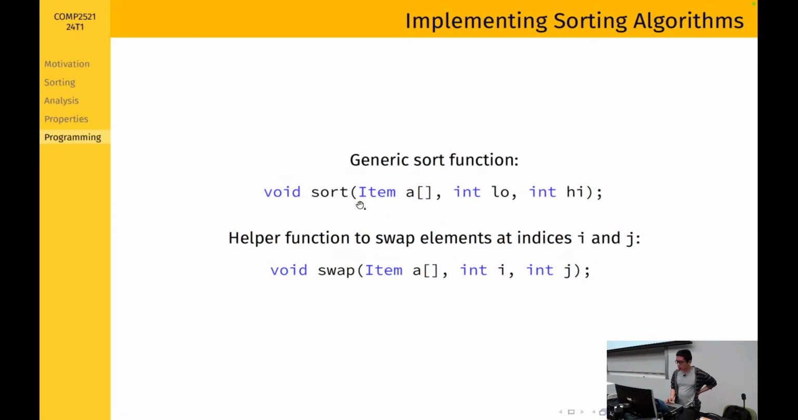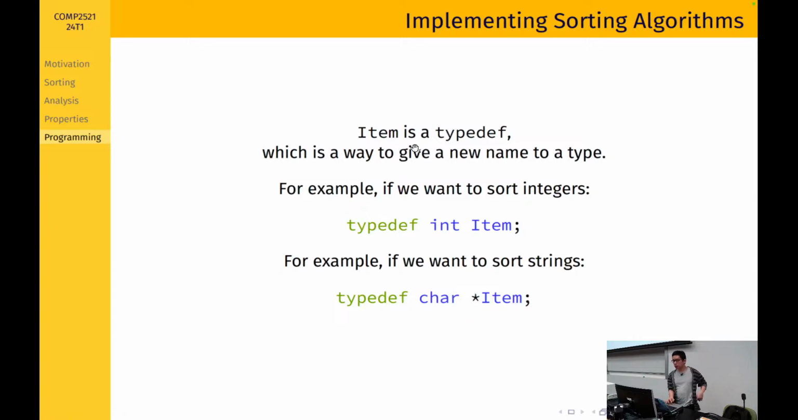So what is this item type? The item is going to be a typedef. If you haven't seen typedef before, it's a way to give a new name to a type. For example, if we want to sort integers, then at the top of the code we would have something like this, typedef int Item. That means instead of writing int in our program, we can instead write Item. Another example is if we want to sort strings, then we would have something like this, typedef char star Item, because remember, char star is a pointer to a character, could be a pointer to an array of characters, which is a string.